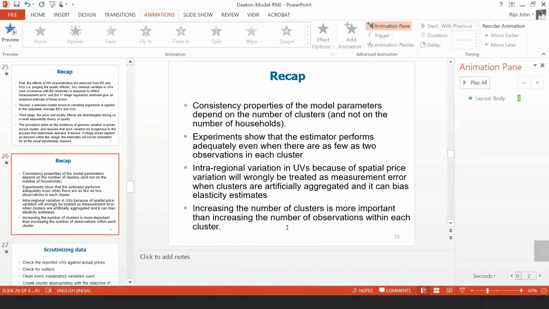The consistency properties of the model parameters depend on the number of clusters and not on the number of households. As you can see here, the actual estimation of the errors in variable model happens at the second stage after aggregating the Y0 and Y1 at the cluster level. So the regression is basically done between clusters in the second stage. So it's important to have as many clusters as possible.